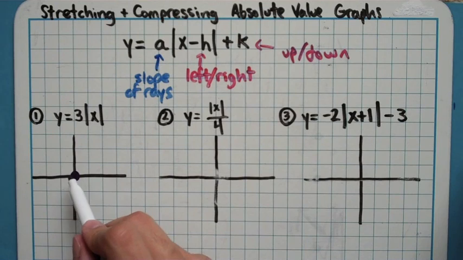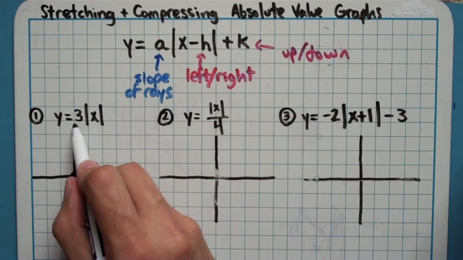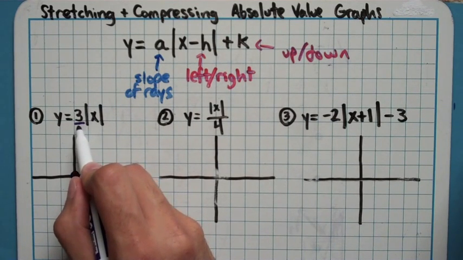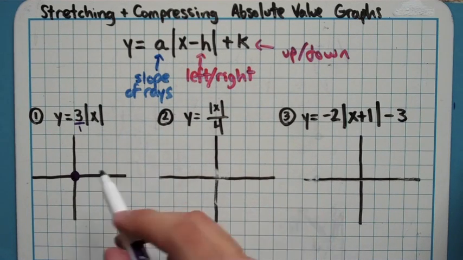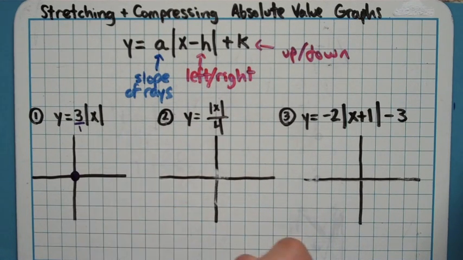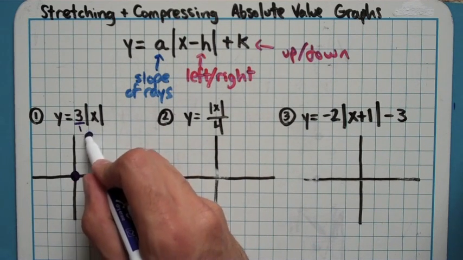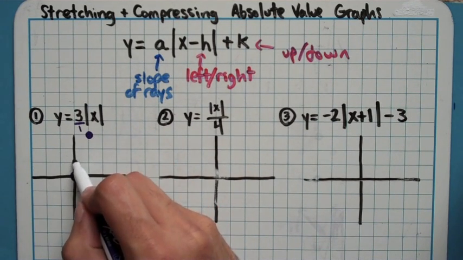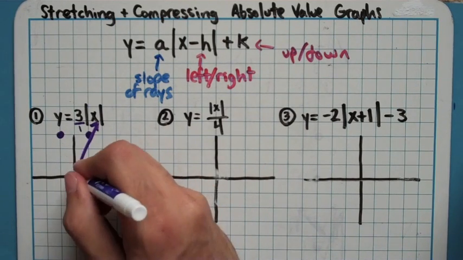Now typically what I would do is I would go up 1 over 1, make my point on either side, make my v, and be done. But here I have a 3 on the outside, or if you want to think about it, 3 over 1. So instead of going up 1 over 1 and being done with it, I'm going to go up 3 over 1. And I'm going to do that in each direction, up 3 over 1. And that is how I get my other 2 points.